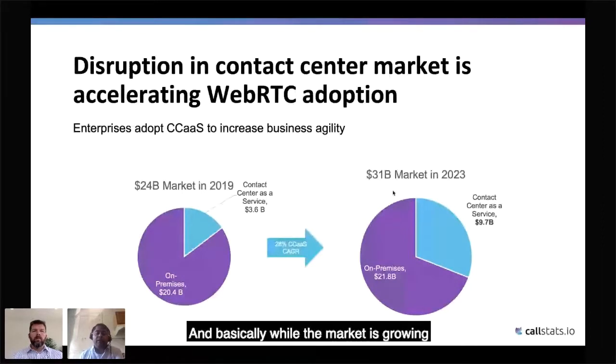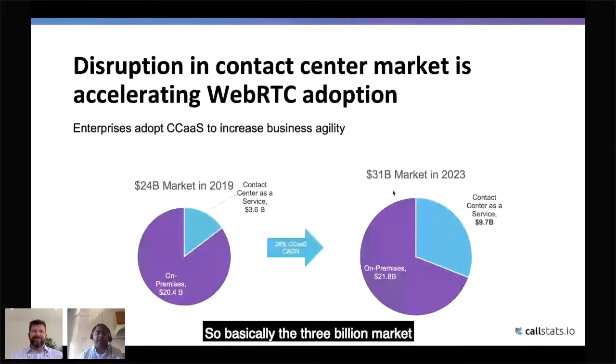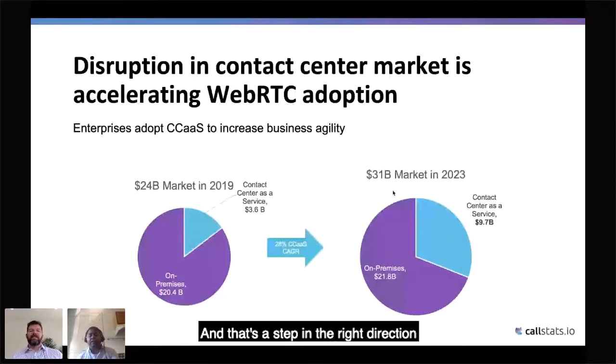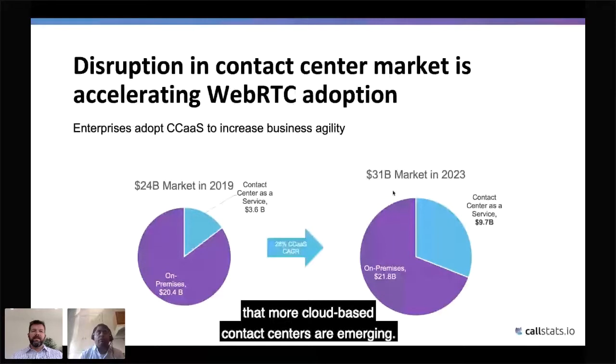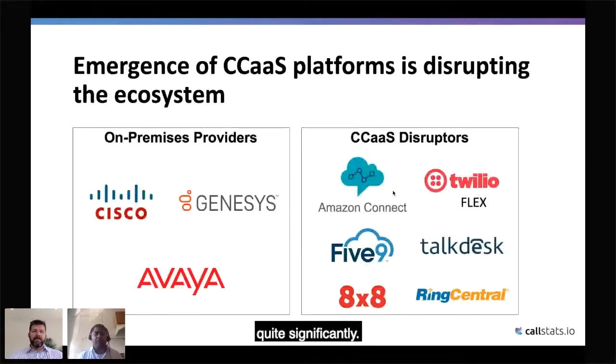And basically, while the market is growing, it's eating the on-premise lunch, for lack of a better word. So the 3 billion market which is cloud-based today, out of the 24, will become like 10 billion out of 30, right? And that's a step in the right direction, and it will be accelerated more given that more cloud-based contact centers are emerging. That emergence is disrupting the market quite significantly. On the on-premise side, you have Cisco, Genesys, and Avaya. They're still there, doing their job. The CCaaSs are Amazon Connect, Twilio Flex, Five9, Talkdesk, 8x8, RingCentral. There's a whole big number. These are the ones that we think are interesting.